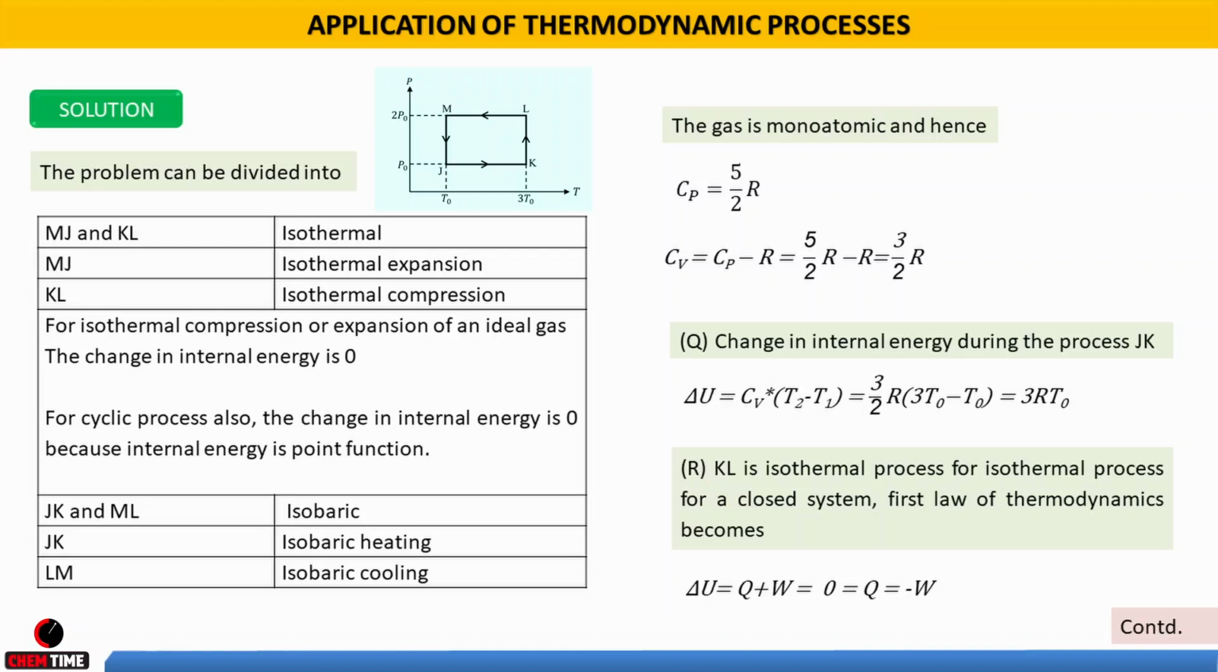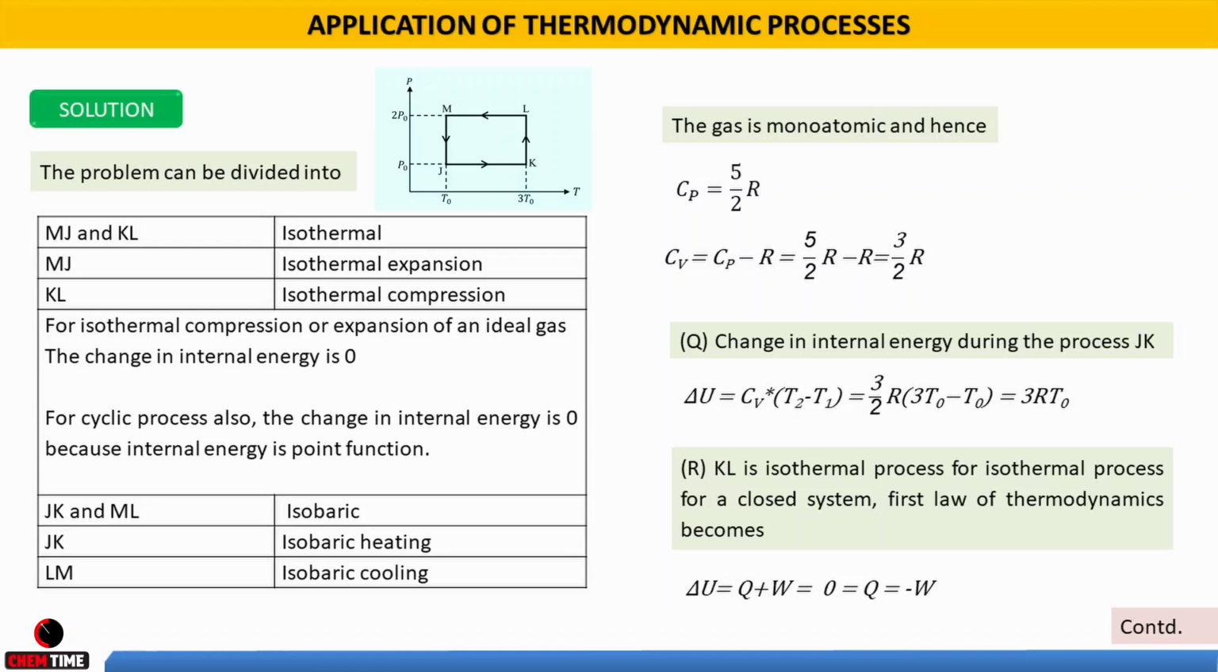Since the gas is said to be monoatomic, the specific heat at constant pressure for a monoatomic gas is given by 5/2 R, that is 2.5R. And since for an ideal gas Cv is equal to Cp minus R, the Cv can be calculated as 5/2 R minus R, that is 1.5R. The change in internal energy for the process JK, which is isobaric, is represented as delta U = Cv (T2 minus T1). T2 is the temperature at K and T1 is the temperature at J. With this, delta U will be 3RT0.